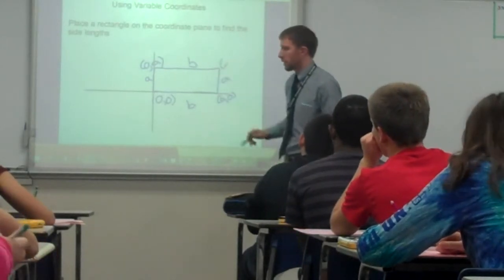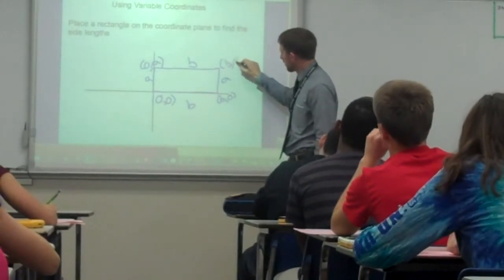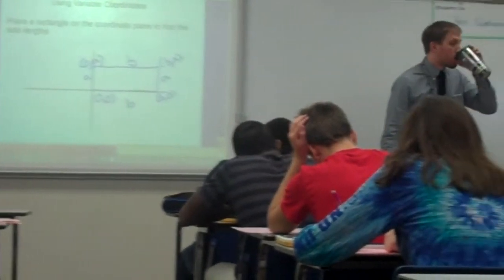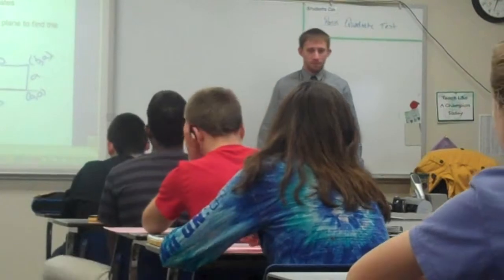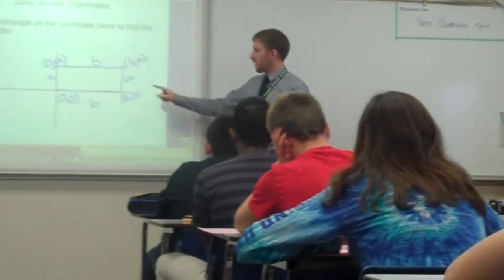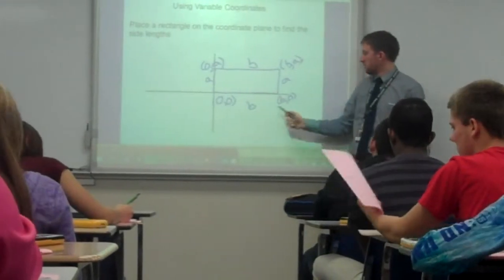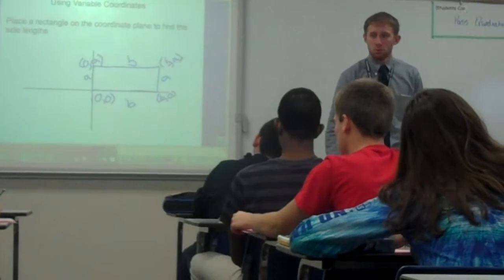What about this coordinate right here? It's going to be B, 0. Or B, A. Yeah, it's going to be B, A. So we can pick whatever coordinates we want. This will be true for every rectangle. If we make this 15 and B 12, that'll still work out just fine.